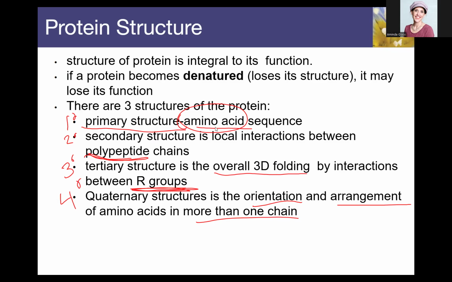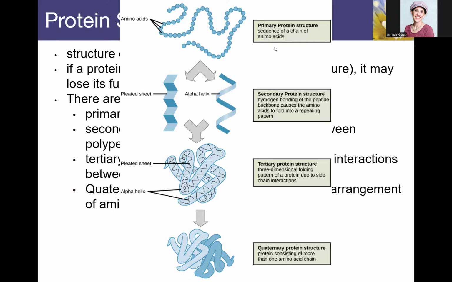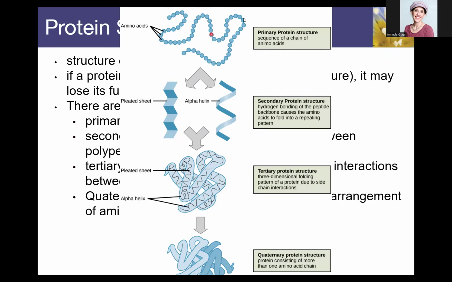So here is a visual. Primary protein, this is just your sequence. Each one of these is the amino acid right here. So you're looking at, is this the right sequence? Okay, we've got the right sequence. Now we look at the secondary protein structure. We're looking at hydrogen bonding of the peptide backbone and causing it to fold into a repeated pattern.